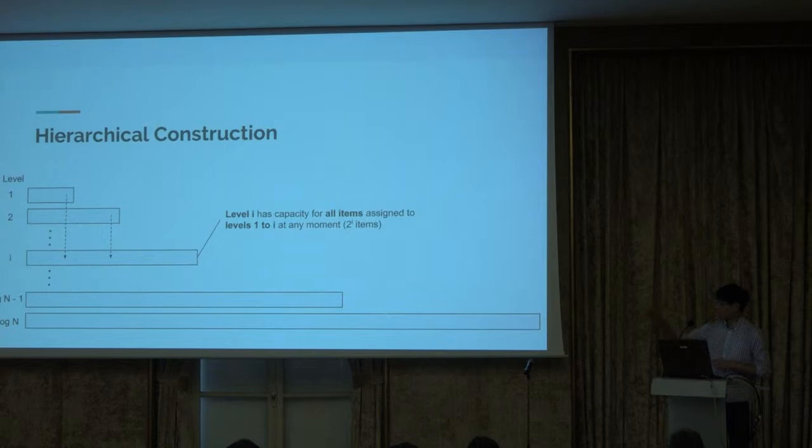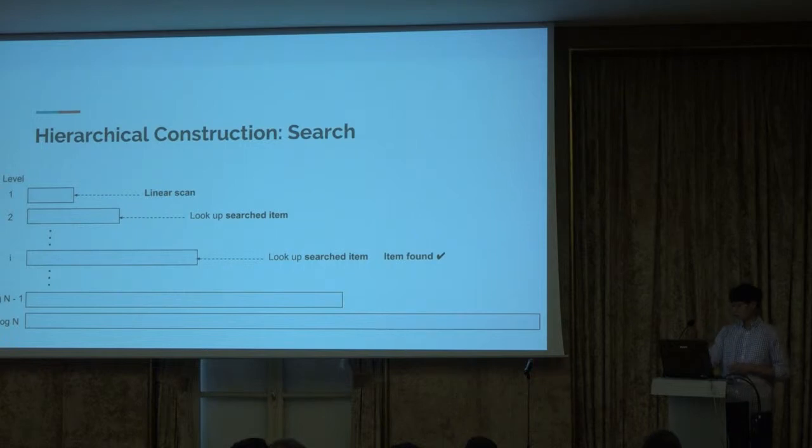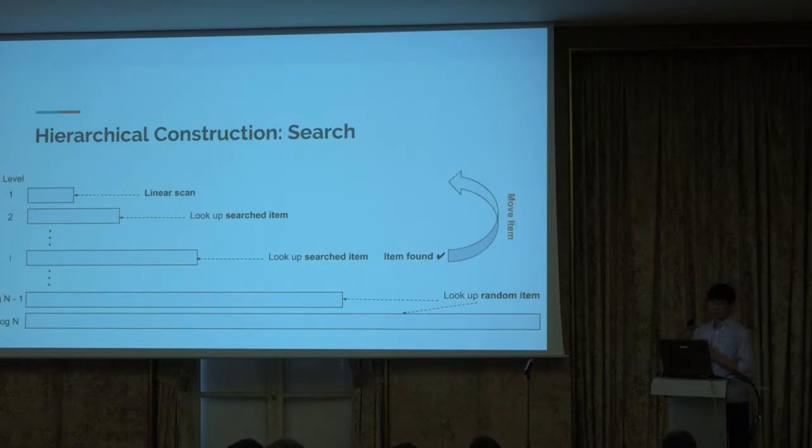Like I described before, you have these levels that are exponentially increasing in size. So level i has capacity of 2 to the i items. When you do a search, you adaptively search level by level from the smallest level to the largest level. The smallest level is usually done by a linear scan. For larger levels, you look up a searched item. I'll describe what lookup means later, but for now, you look up until you find the item, in which case, for all larger levels, you'll look up some random dummy item. Then at the end of the query, the item that's found is simply moved to the smallest level.